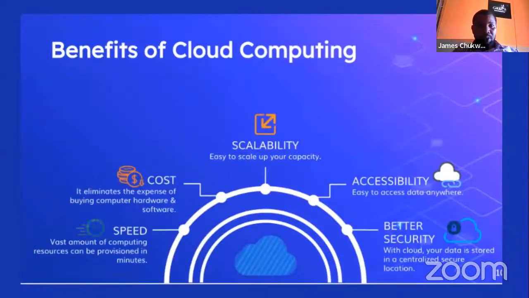Okay, benefits of cloud computing. Scalability. I think I already gave an idea of what that is. The ability to scale up your capacity and then scale down depending on what you need per time. Then cost, it eliminates the expense of buying computer hardware and software. Remember, I said that as well, that all of those infrastructures you would be buying and putting in place, it eliminates that expense already.